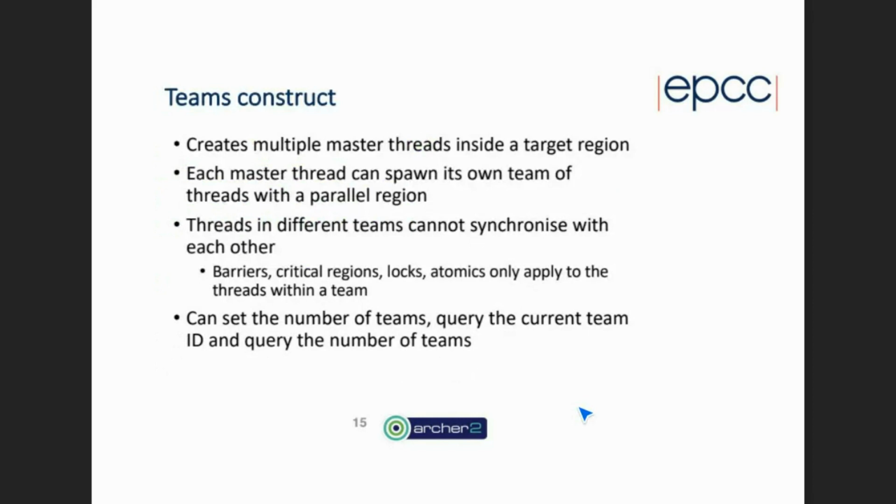The way this works in OpenMP is through the teams construct. This essentially creates multiple master threads inside a target region, and then each of those master threads can spawn its own team of threads with a standard parallel construct. But the restriction here is that threads in different teams can't synchronize with each other. Synchronization constructs like barriers, critical regions, locks, atomics only function between the threads in a team and not across different teams.